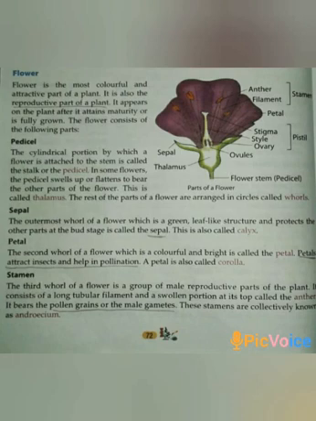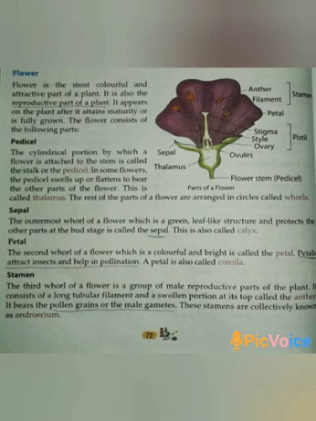Then comes the petal. The second whorl of a flower, which is colorful and bright, is called the petal. Petals attract insects and help in pollination. A petal is also called corolla. So, the sepal is known as calyx and petal is known as corolla.